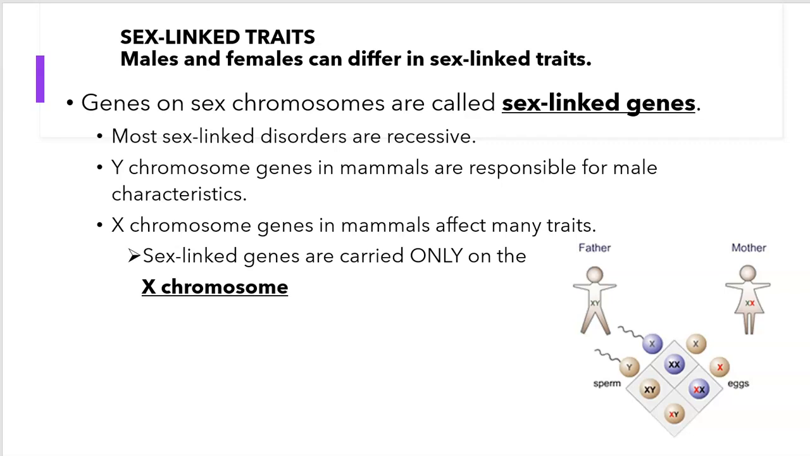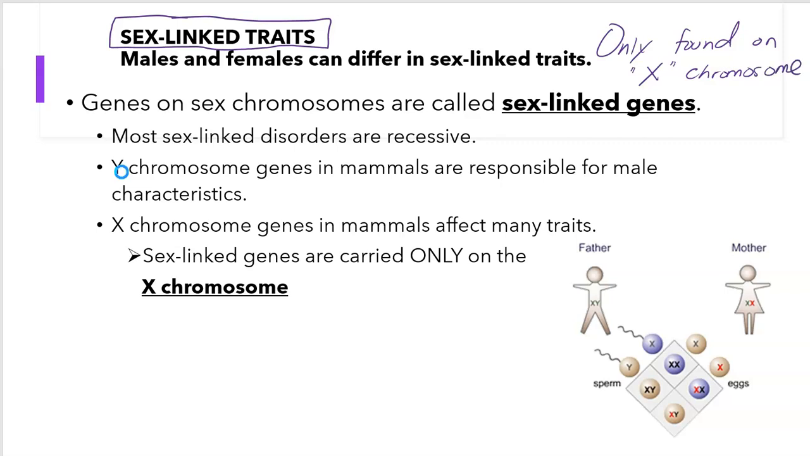So sex-linked traits. These are traits that are only found on the X chromosome. And the X chromosome is part of that 23rd pair that we were looking at that determines gender. Genes on sex chromosomes are called sex-linked genes. That means they're carried on the X chromosomes either from mom and dad or just from mom, and we'll see why in a second. Most sex-linked disorders are recessive.